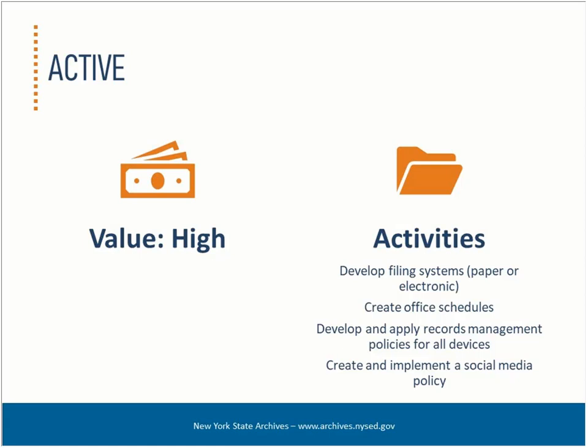Also in the office schedule, you're going to want to identify when the active records become inactive. So for instance, if you're looking at purchase orders, you may say that the record is active for 1 year. At the end of that 1 year, you'll box up the records and then save them for the remaining 5 years on their retention period for a total of 6 years.